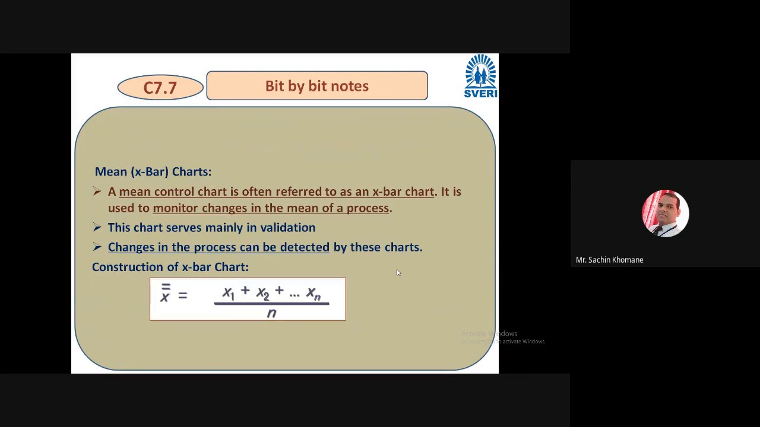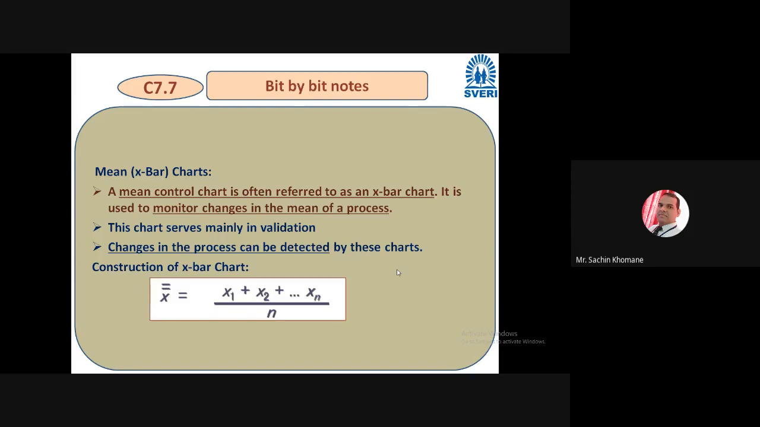The mean control chart is often referred to as an x bar chart. Mean chart means x bar chart. It is used to monitor the changes in the mean of the process. When to use the x bar chart? Whenever you want to monitor or observe the changes in the mean, at that time you have to use the x bar chart.